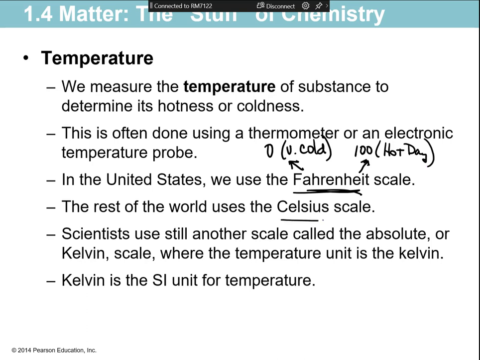The rest of the world goes by Celsius. And Celsius, again, goes on water. Water, in metric, has become kind of the standard. So when talking about density, the density of water is 1 gram per mL. When talking about temperature in Celsius, it is the melting point and freezing point of water. So water ends up becoming our scale.